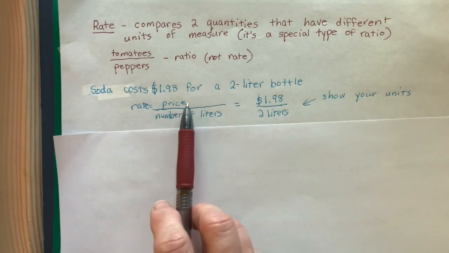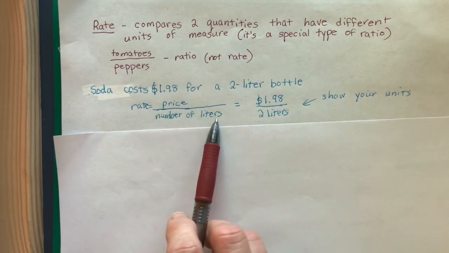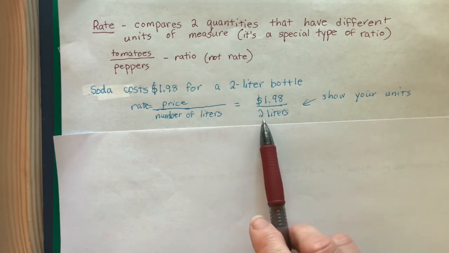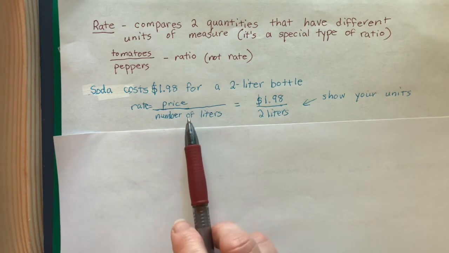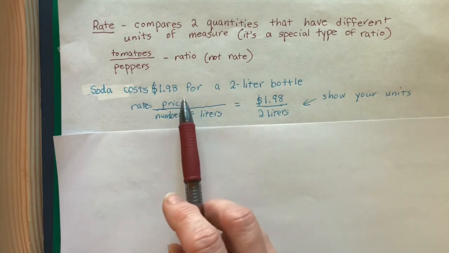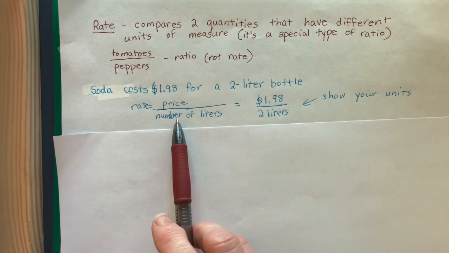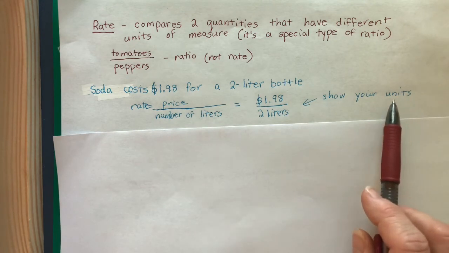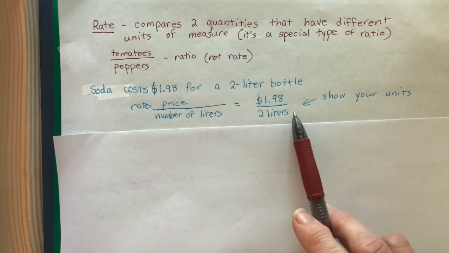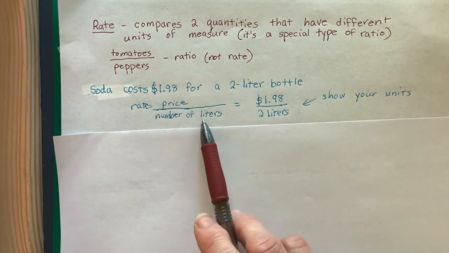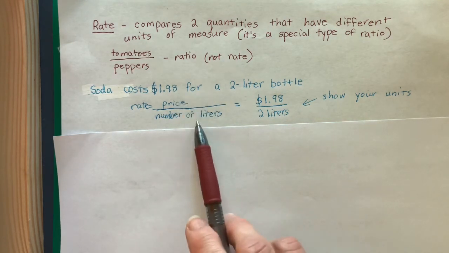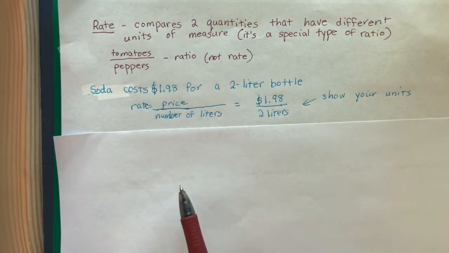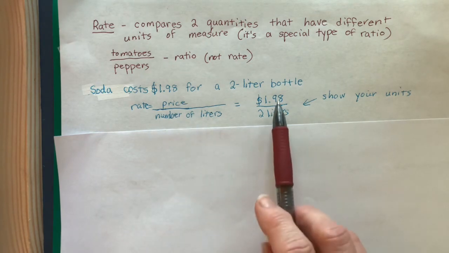My rate is going to be the price over the number of liters. Now what was my price? $1.98. And how many liters did I have? 2 liters. Whenever I'm working with ratios or rates, I like to put the words out on the side, because when I do equations with these, I want to make sure I'm always putting price on the top, number of liters on the bottom, or whatever my two quantities are. Like I would write tomatoes over peppers next to my ratio. I write price over number of liters by my ratio.